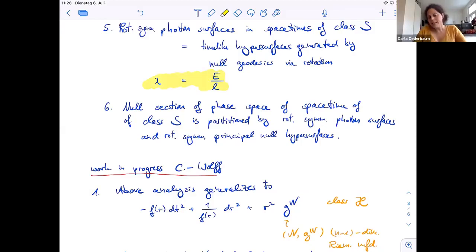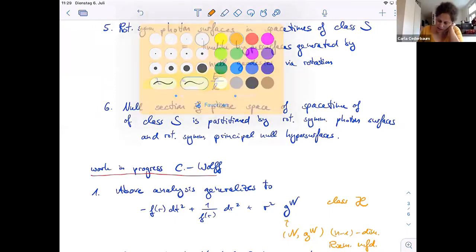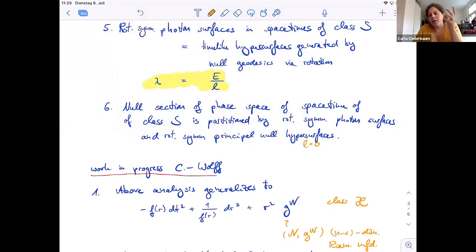And this insight allows us to show that the null section of the phase space of a spacetime of class S is actually partitioned by rotationally symmetric photon surfaces and rotationally symmetric principal null hypersurfaces. Those are those null hypersurfaces generated by rotation by null geodesics with angular momentum 0. So every null geodesic either has angular momentum 0 and then by rotation generates a principal null hypersurface, or has non-zero angular momentum, and then by rotation generates a rotationally symmetric photon surface.